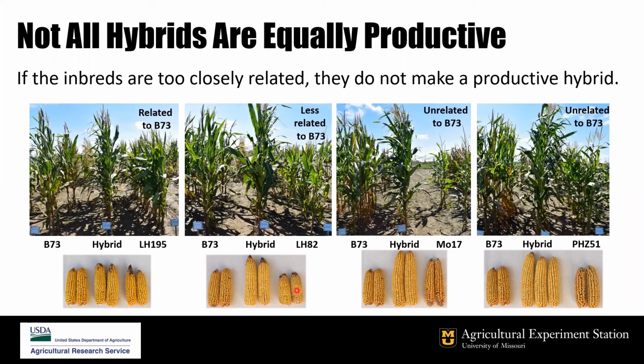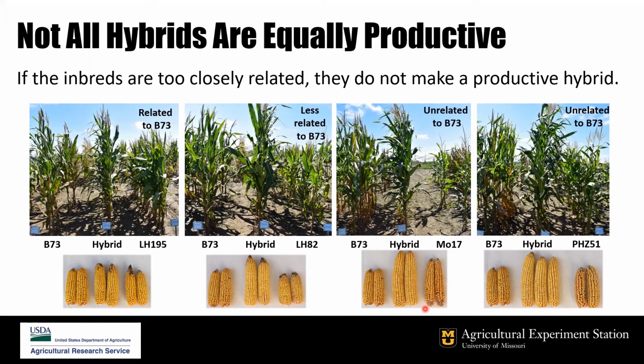And again, as the parents become less related to each other, you can expect more heterosis. And so you can see here Missouri 17, which is very unrelated and very different from B73. You can see that in the ear morphologies. The hybrid is even better than we had before. And the B73 by Missouri 17 hybrid was one of the best-selling hybrids in the 1970s.